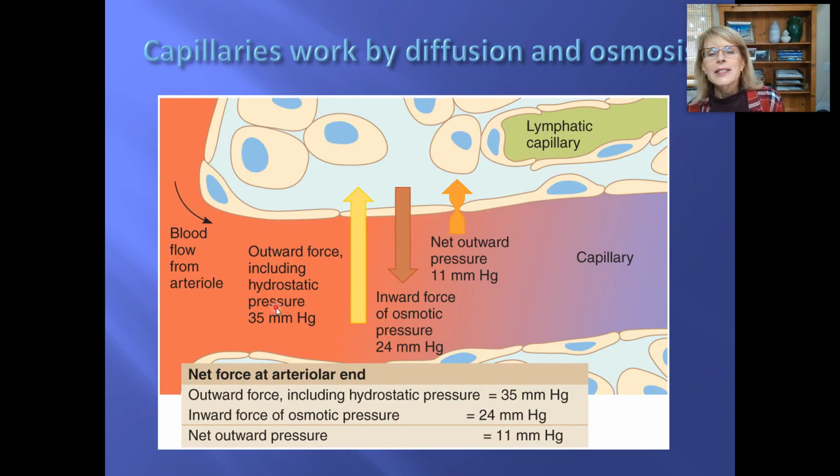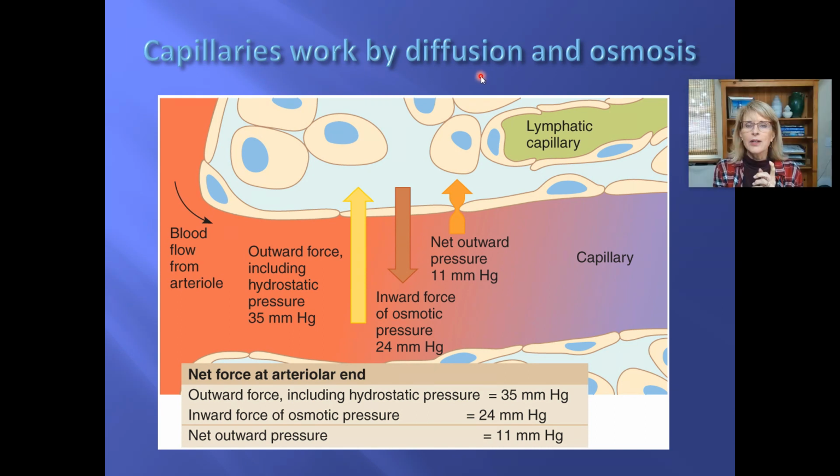So let's get back to the idea that there actually is water leaving the beginning of a capillary bed and then jumping back on board at the end of the capillary bed. And I asked you that, if it made you wonder, how does water know where to leave and where to jump back in? Well, of course, water doesn't know where it is. But the reason it happens is because we have a tug of war between the force of osmosis and the force of hydrostatic pressure. Remember hydrostatic pressure? That is what runs filtration.